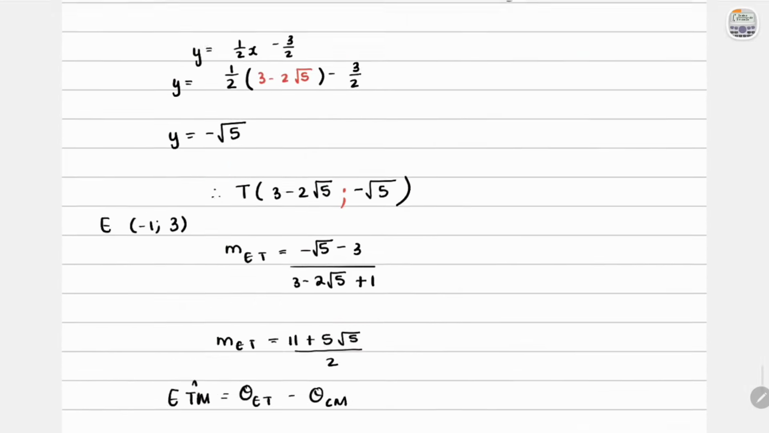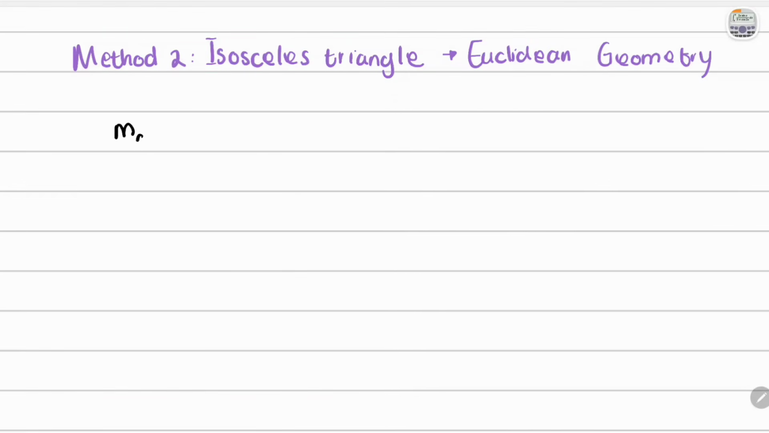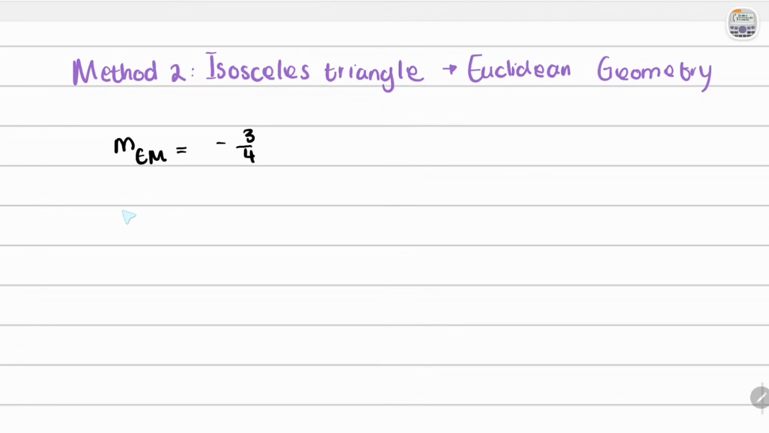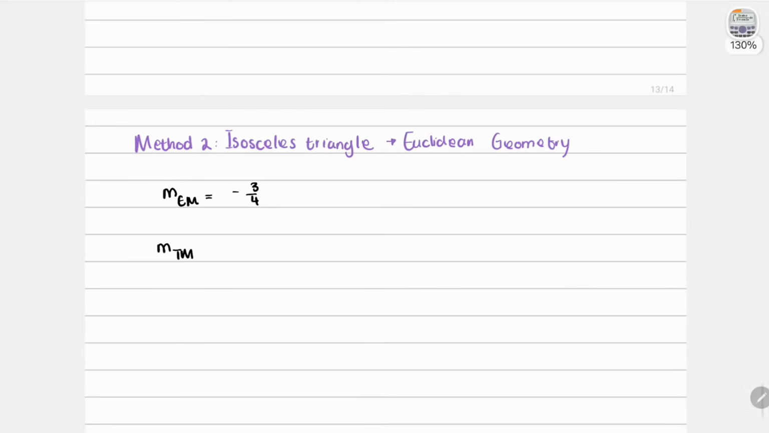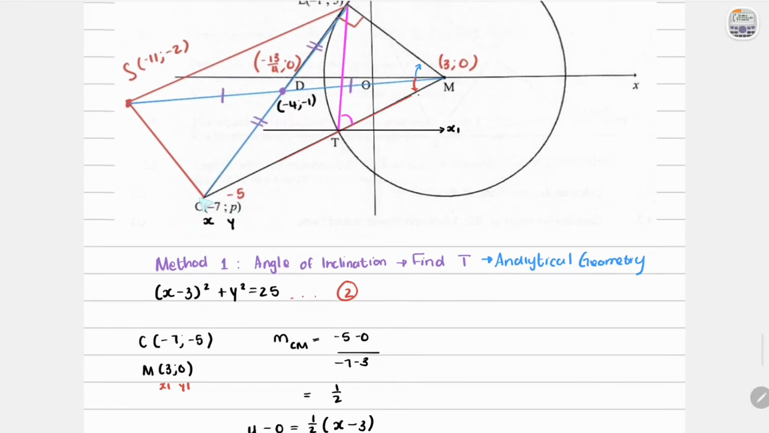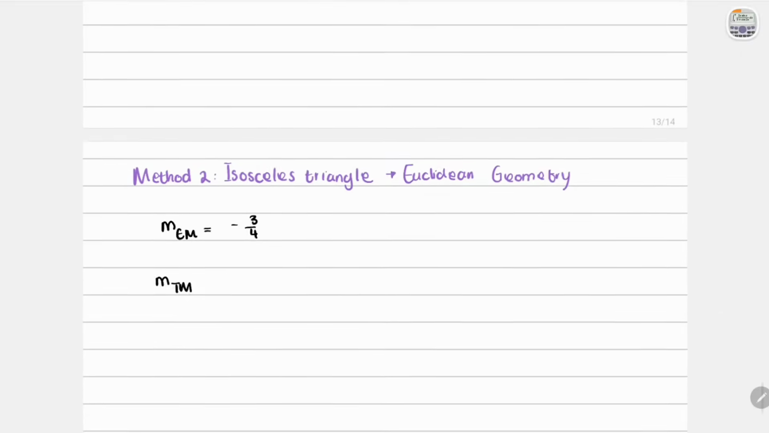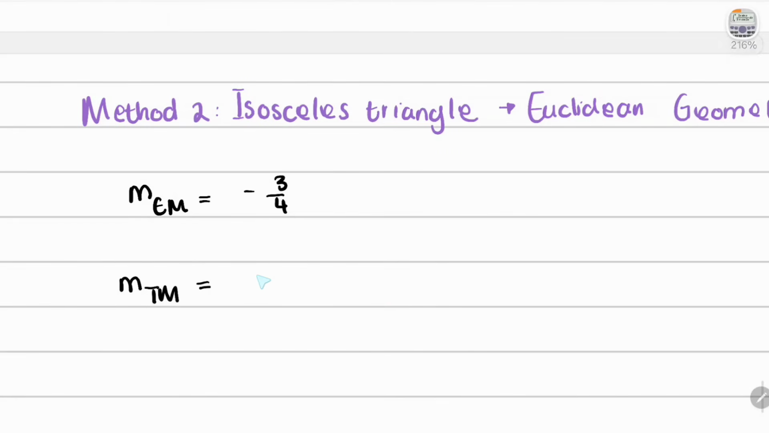Okay, so let's put down the gradient of EM. We're saying the gradient of EM is equal to negative 3 over 4. And we already know the gradient of ET. And we already know the gradient of TM or CM, which we already found here. Of course, remember I said I'm not going to just find it again. We already have that gradient. CM is the exact same gradient as TM, since they are collinear, they're on the same line. Okay, so that gradient was a half. We already have that. So now if we put that down, that is going to be very helpful. So the gradient here is a half.